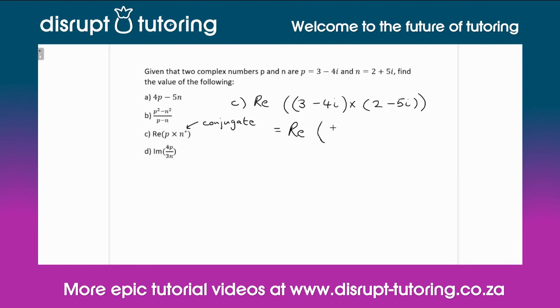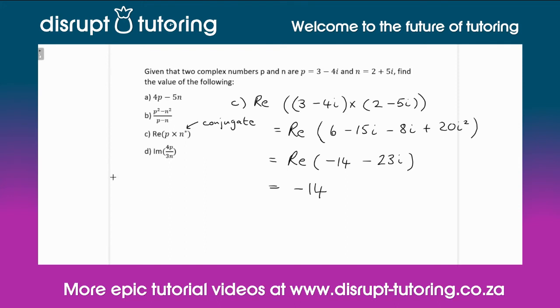So that's going to give us 6 minus 15i minus 8i plus 20i squared, which is going to give us 6 minus 20, because i squared is minus 1. That's minus 14 minus 23i. And now we can extract the real part of this, and the real part is the part free of i. So the answer is minus 14. But you first have to create the new complex number from your calculation.